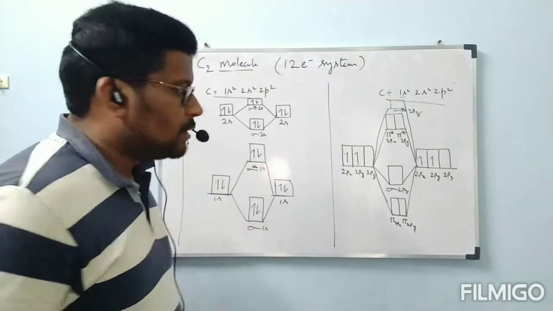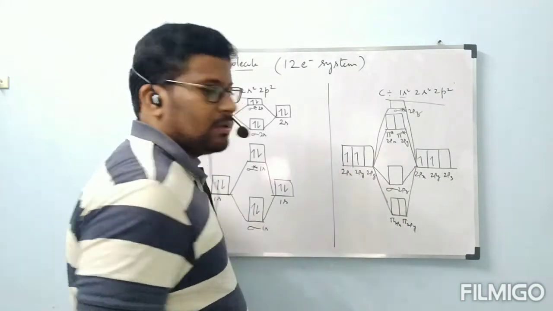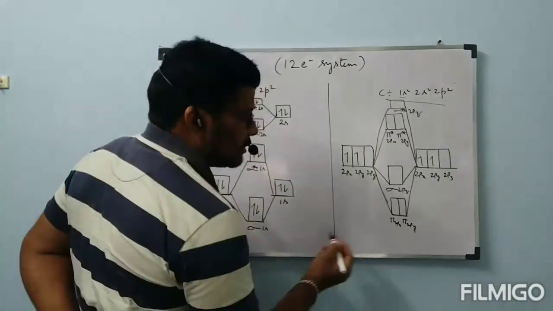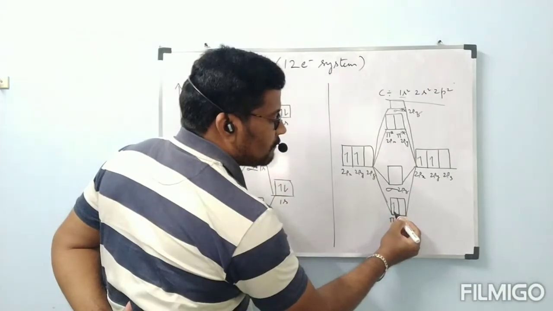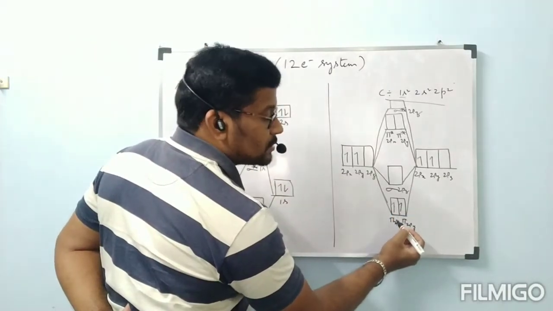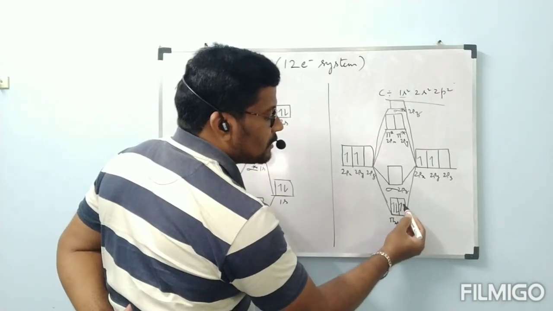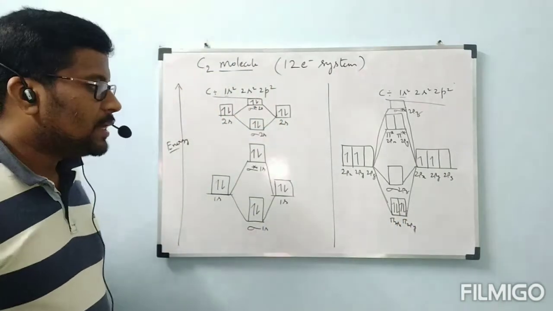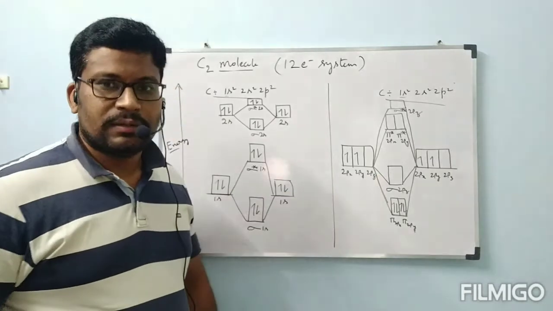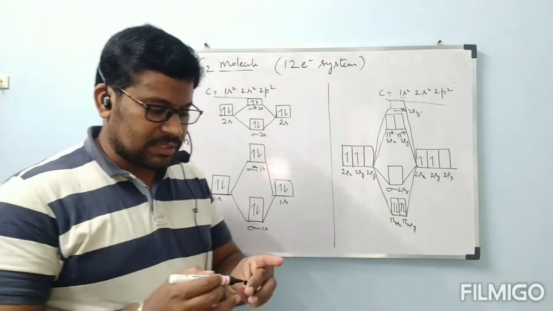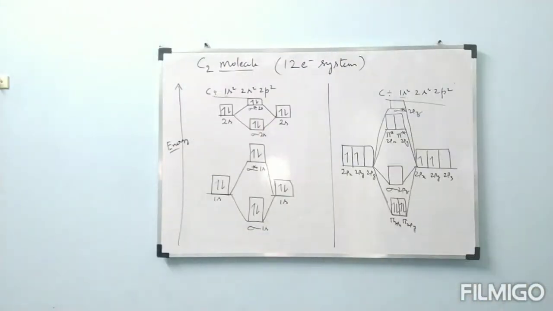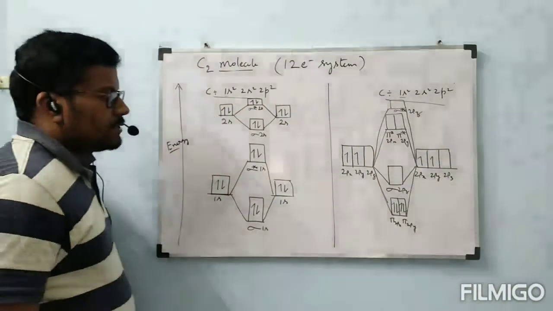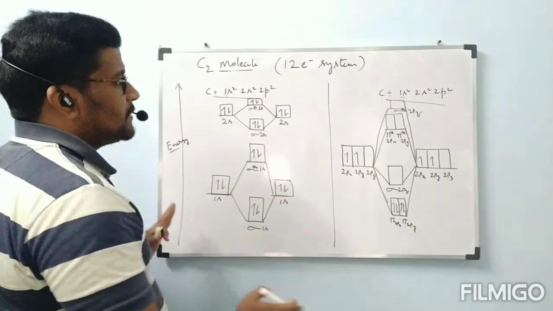Now, totally how many electrons do we have in the 2p orbitals? 4 electrons. Those 4 electrons will be filled one, two by following Hund's rule. The third electron will enter here, the fourth electron will enter here. So no electrons are present in sigma 2pz. For the C2 molecule, this is the diagrammatic representation.